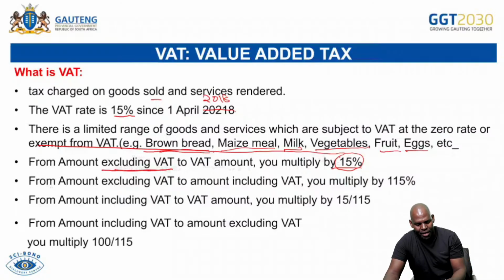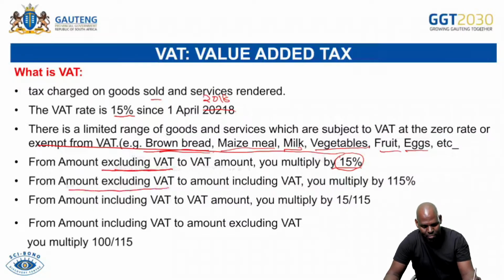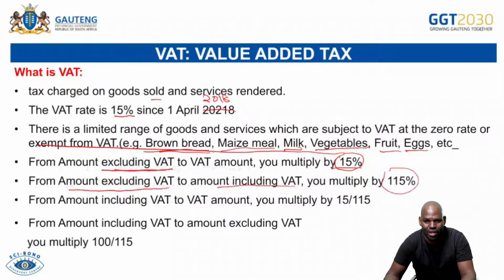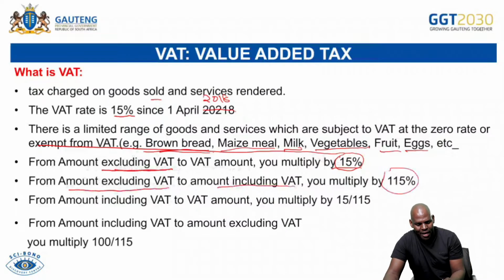Then if you've got an amount, and they say this amount is excluding VAT, or the cost of this item is 600 rand, but this 600 rand is excluding VAT. Calculate the amount including VAT. Now, if you have to calculate the amount including VAT, you're going to multiply by 115%. Some of you will say multiply by 115 over 100, or some of you will say multiply by 1.15. And then we've got the amount including VAT.